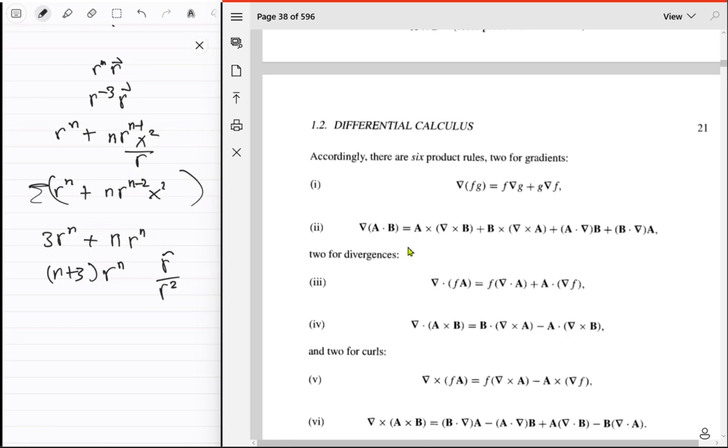Okay, that's equal to a cross del cross b plus b cross del cross a. Wow, that has escalated very quickly, don't you think? Okay, what is this exactly? What is a dot del b?